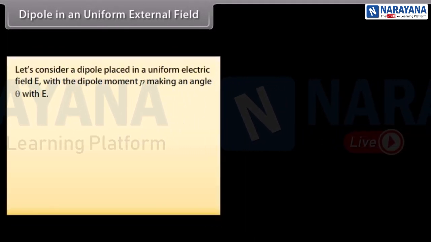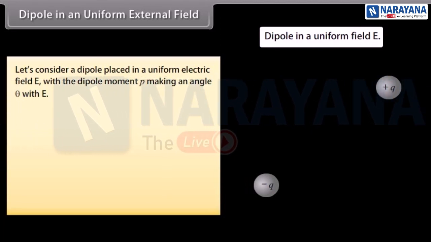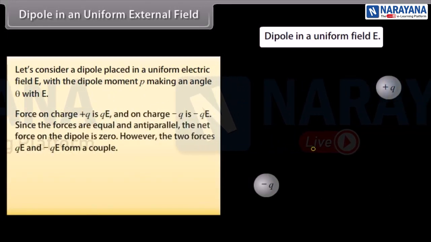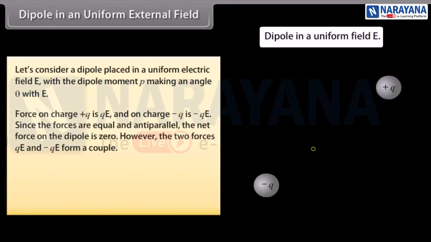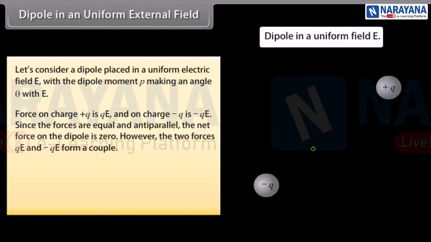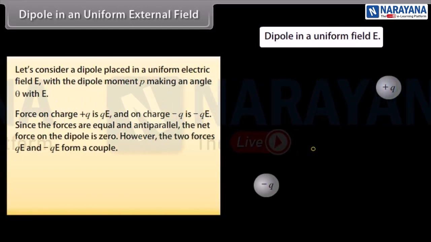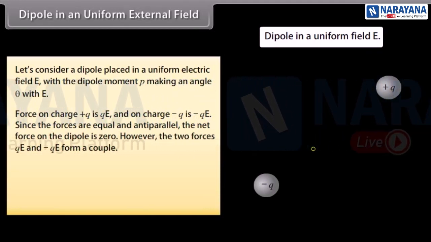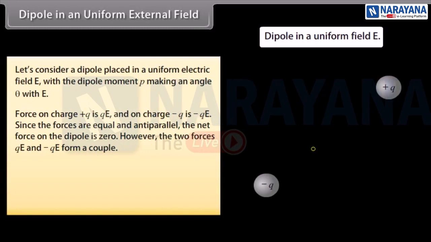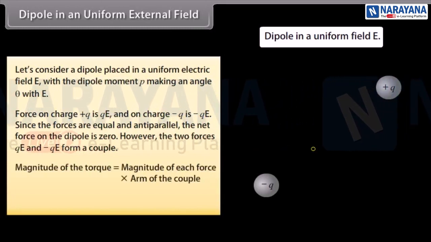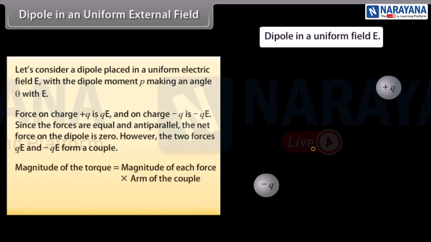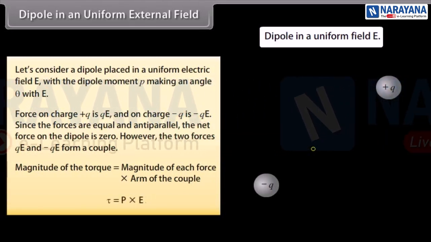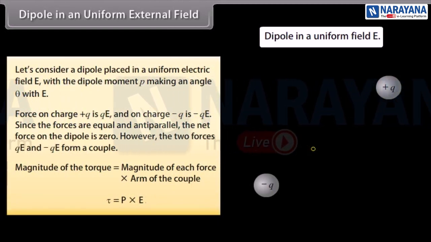Let's consider a dipole placed in a uniform electric field E, with the dipole moment P making an angle theta with E. Force on charge plus Q is QE and on charge minus Q is minus QE. Since the forces are equal and anti-parallel, the net force on the dipole is 0. However, the two forces QE and minus QE form a couple. Magnitude of the torque is equal to magnitude of each force into arm of the couple. This equation can be written as tau is equal to cross product of P and E.